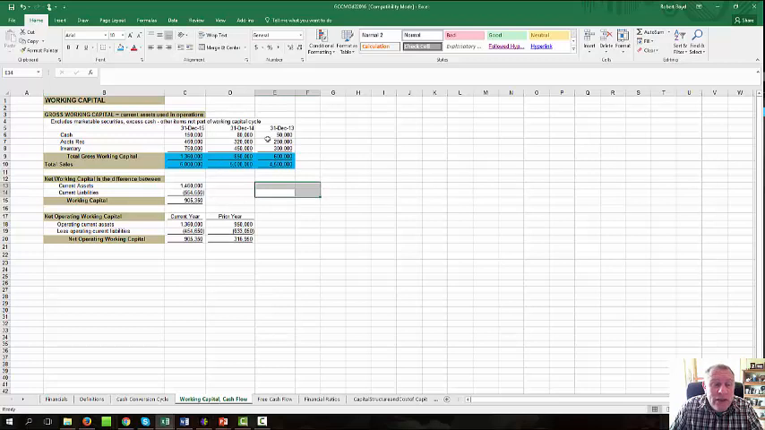So the greater the sales, the more cash we need, the more accounts receivable generate, so we need to fund that. And the same thing, inventory. So we want to look at gross working capital in relationship to total sales. Now we can look at net working capital, which is the difference between current assets and current liabilities.